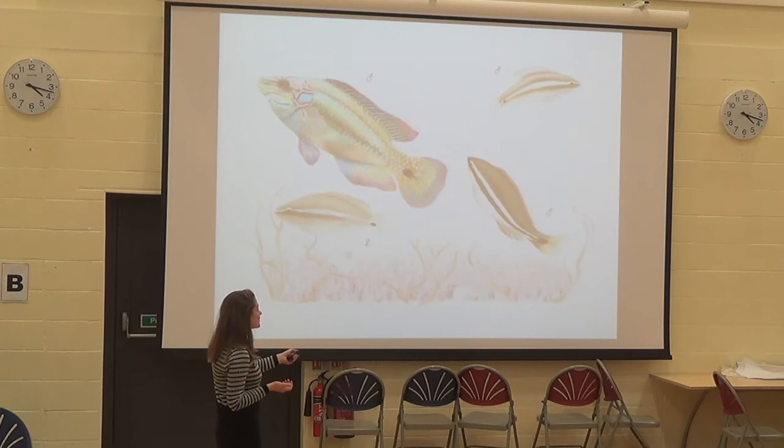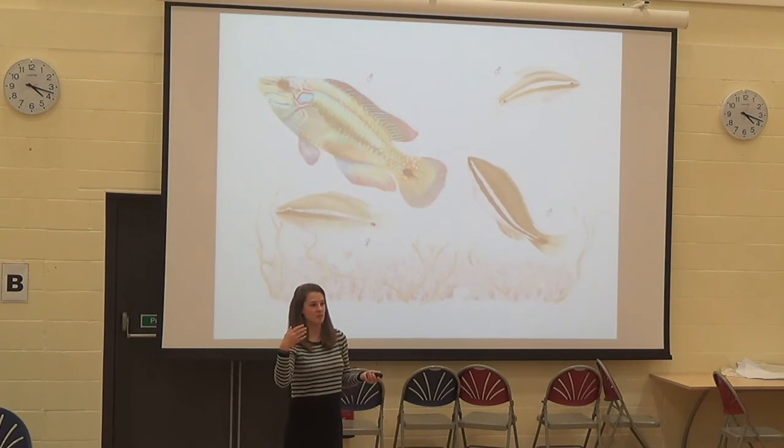And then you have another type of male, which is essentially called a sneaker male. And this sneaker male is essentially identical in appearance to the female. And what the sneaker male does is he tries to trick the nesting male and the satellite male into thinking that it's a female, and then can essentially swim into the nest and sneak mating attempts.